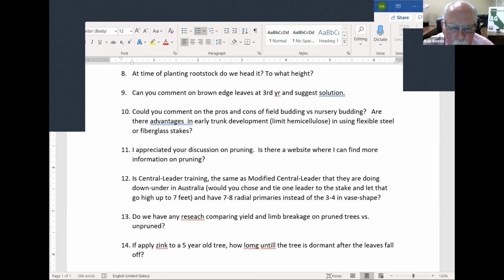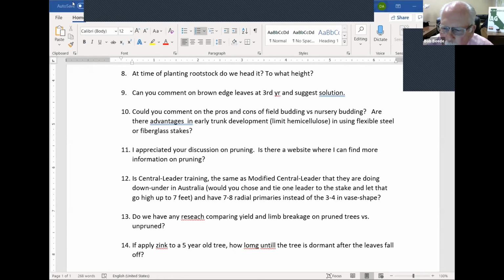Okay, if you apply zinc to a 5-year-old tree, how long until the tree is dormant after the leaves fall off? I would just make a simple statement. A 5-year-old tree, you put the zinc on the third week of October, and by the 15th of November, you have a tree that's in dormancy and accumulating chill.